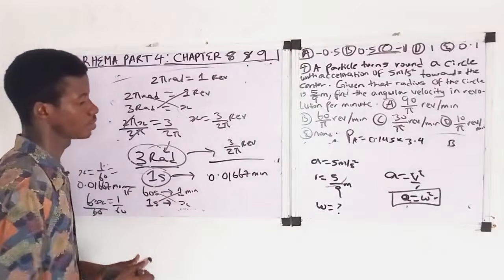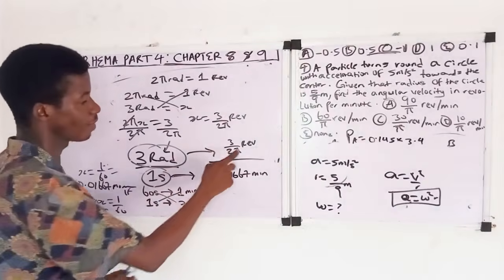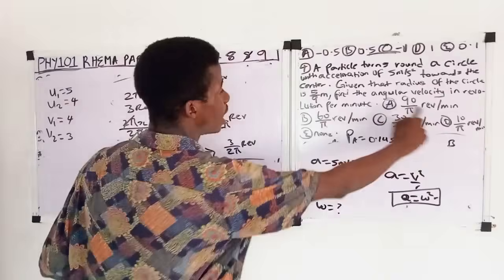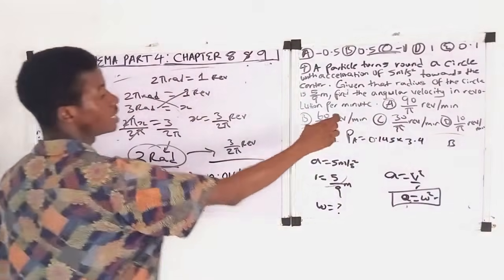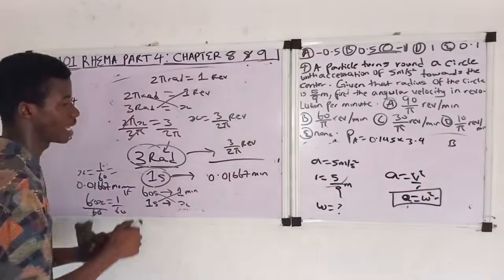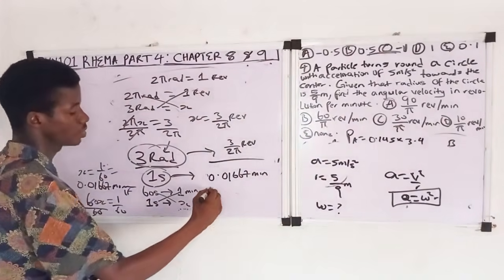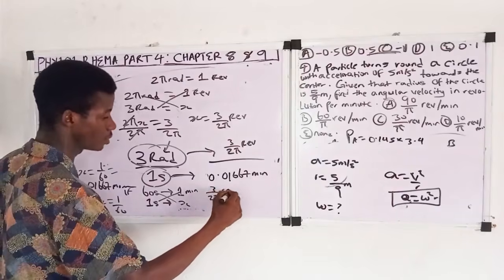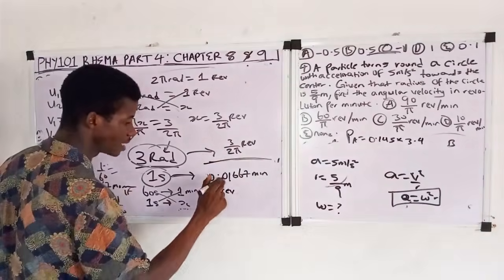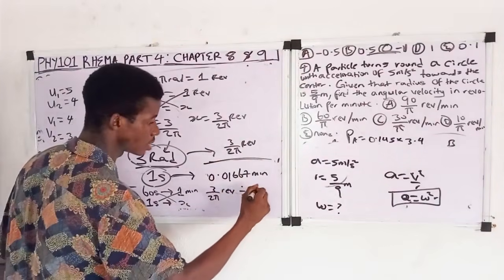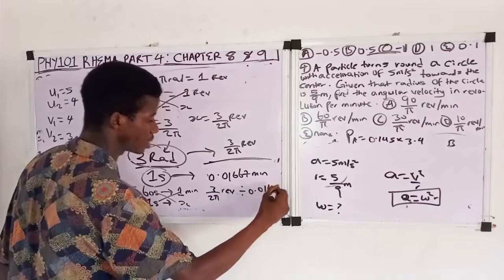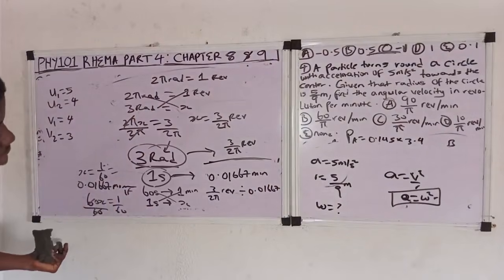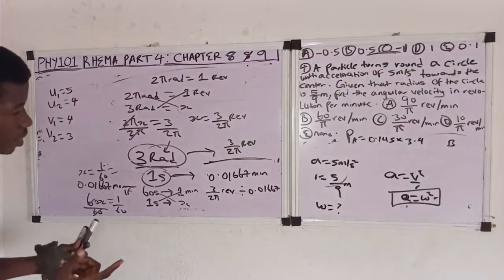So let's divide it. Remember, we leave our answer in what? If you look at the options, the answer is usually in terms of pi. So we are not going to convert this pi. So let's do it now. This 3 divided by 2 pi revolution is dividing this one, right? So we can do it like this: divide by 0.01667, right? Yes.